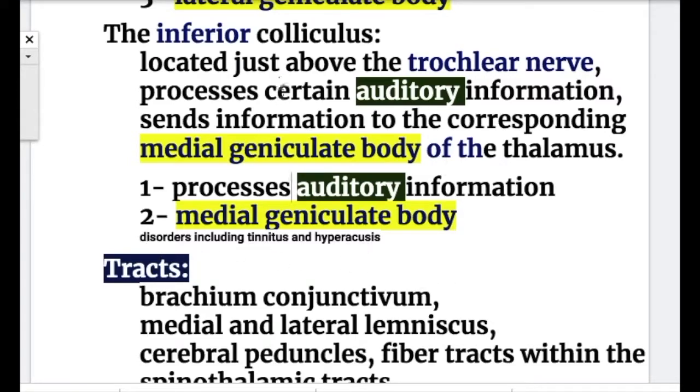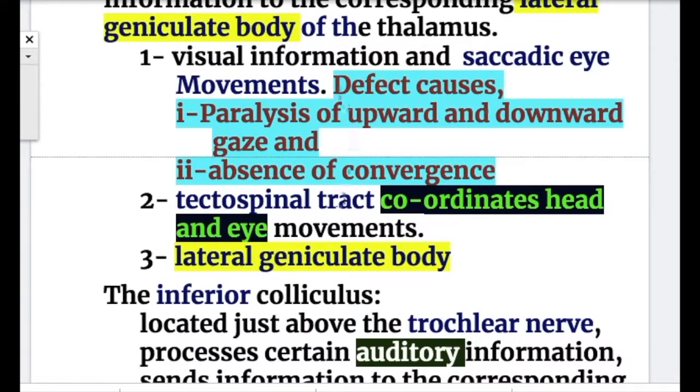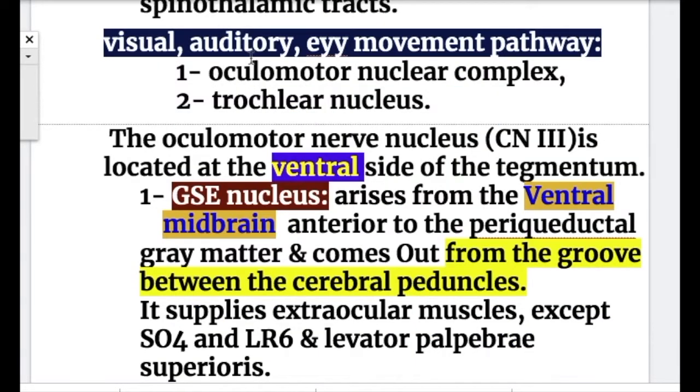So the superior colliculus is concerned with vision and is connected to the lateral geniculate body, and the inferior colliculus is concerned with auditory information and is connected to the medial geniculate body, and a lesion causes tinnitus and hyperacusis. Whereas a lesion of the superior colliculus causes paralysis of upward and downward gaze and absence of convergence. And now, the visual, auditory, and eye movement pathway.